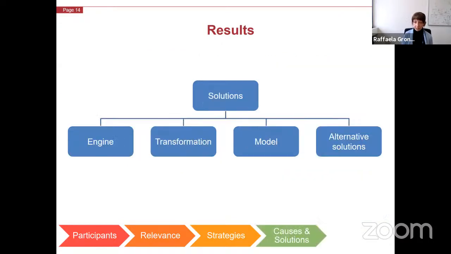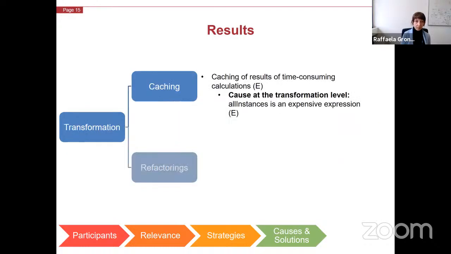So now let's take a look at some examples for solutions and the corresponding causes they resolve. In the study, we could see that the solutions are either applied at the engine level, the transformation level, or at the model level. And there's also a set of alternative solutions. Now I will present some examples for solutions applied at the transformation level or at the model level, because those are the interesting ones, because those can not only be applied by engine experts, but also by pure users. So let's take a look at solutions at the transformation level.